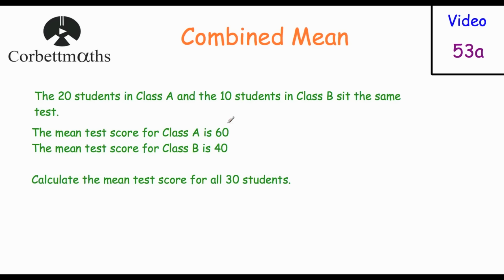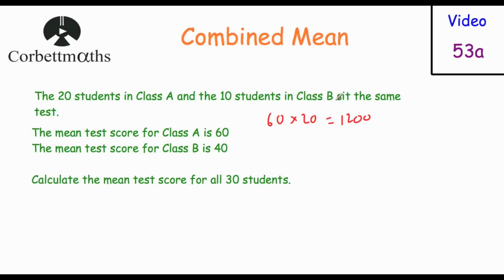So we know the mean score for Class A is 60 and we know there's 20 students. So if we do 60 times 20, that gives us 1,200. That means there are 1,200 marks obtained by the students in Class A altogether. That's the total number of marks scored. And if we divided that by 20, we get the mean score of 60. So that's the total for Class A.